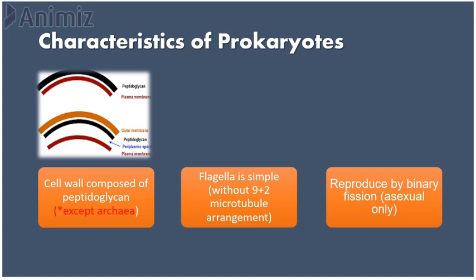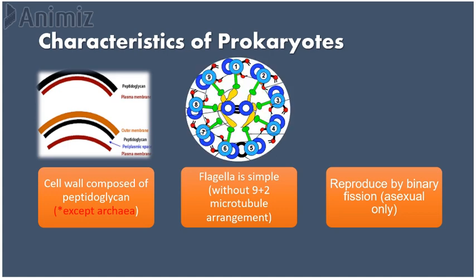And flagella is also simple in prokaryotes. So prokaryotic flagella consists of this arrangement, whereas flagella in eukaryotes consist of an arrangement that is called the 9+2 microtubule arrangement. So prokaryotes lack this structure in their flagella. So the flagella of prokaryotes are simpler than this.